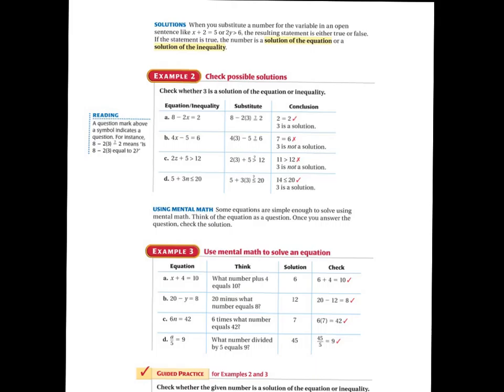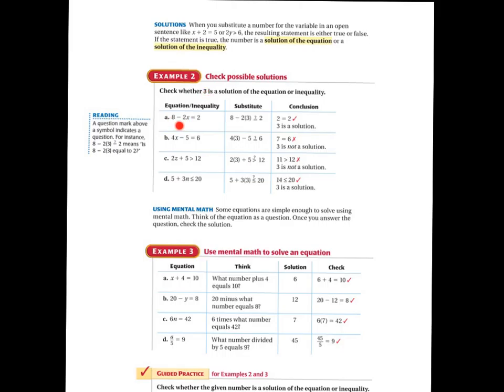Okay, so this next section, we are checking whether solutions are possible with these. So you'll have an equation and you're trying to find out, we'll use the example here in example 2. So we're trying to find out whether 3 is a solution. So these are just simply yes or no questions. It's a solution or not a solution. Okay. So we're substituting the 3 in here.